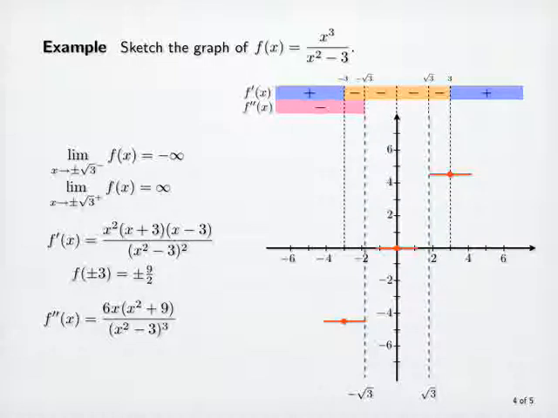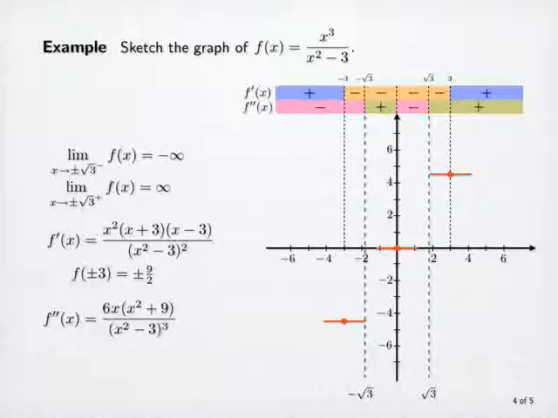If x is between negative root 3 and 0, the numerator and the denominator are both negative, and so f double prime of x is positive. If x is between 0 and positive root 3, the numerator of f double prime of x is now positive, while the denominator is still negative, and so f double prime of x is negative, and then for x greater than the square root of 3, the numerator and denominator are both positive, and so f double prime of x is positive.